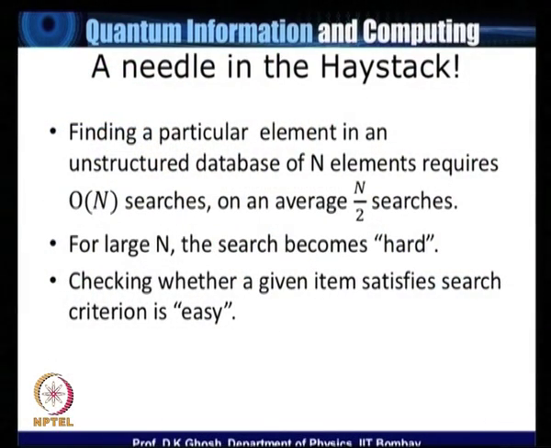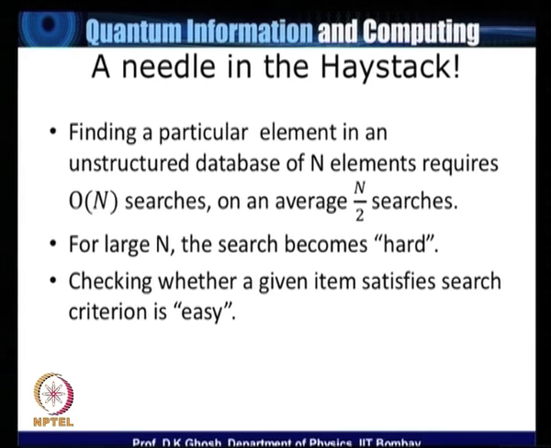Typically, if I have a database of capital N, which is our short notation for 2 to the power small n, where n is the number of qubits, then I would require order N searches. And in a probabilistic way, I can say my search will be successful with approximately N by 2 searches. So this is the classical algorithm, and for large N, it becomes a hard problem.